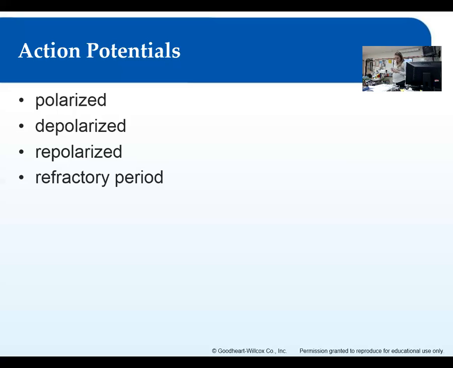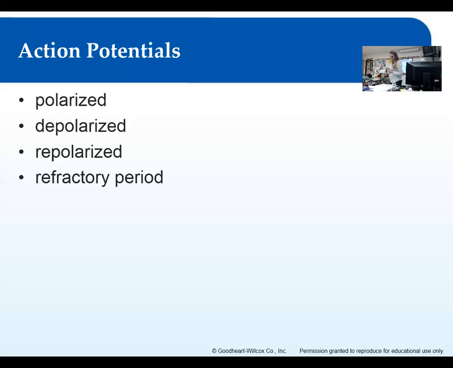It says it executes in an all or none fashion down the entire neuron. So it can't just stop in the middle and say, change our mind, we don't really want this to happen. It's all or none. It either goes all the way through or it doesn't go through at all.